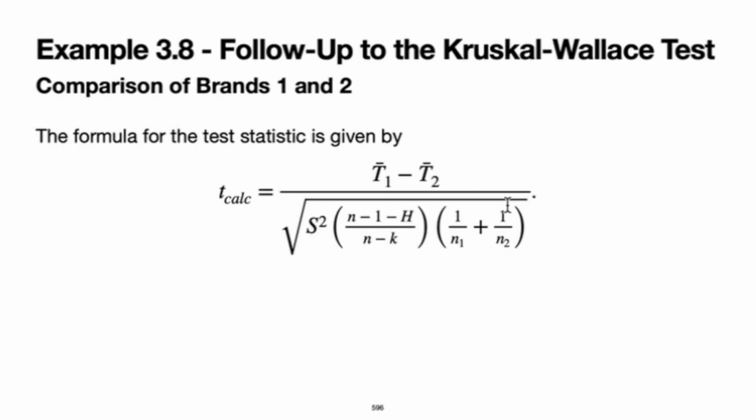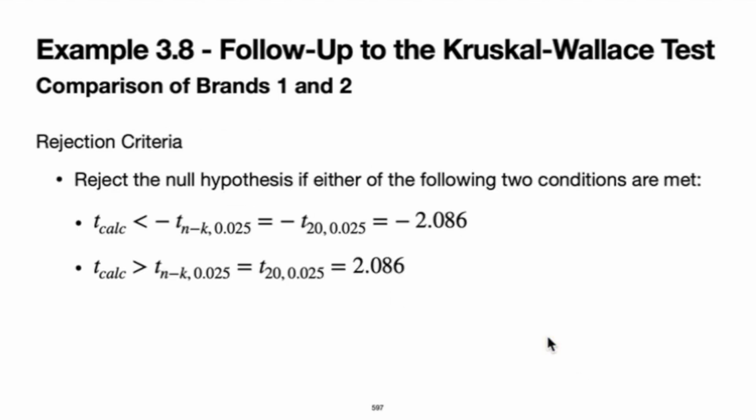The test statistic is given here. We've seen that, so I'll just move along. Now, again, the reference distribution is the t-distribution with 20 degrees of freedom. The upper 2.5 percentage point of that distribution is 2.086, and so the lower critical point is negative 2.086, and the upper critical point is positive 2.086.